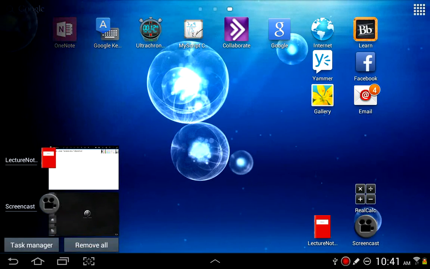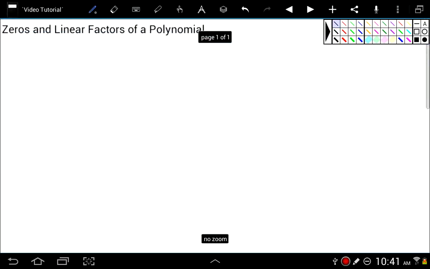Let's take a look at zeros and factors of a polynomial and how they relate to one another. We will start with zeros, and this is a tricky one because 0 is a number. This is not that same thing. This is a 0. What is a 0?